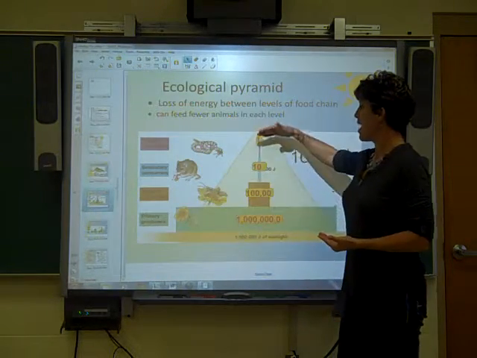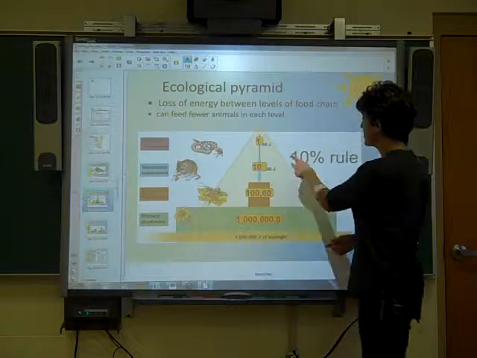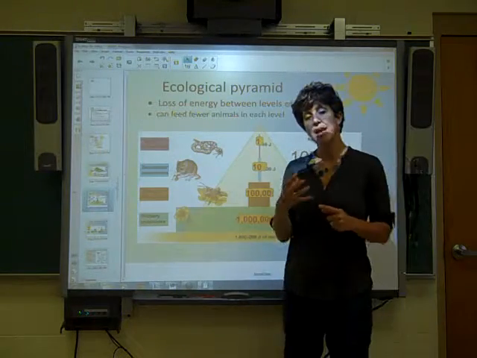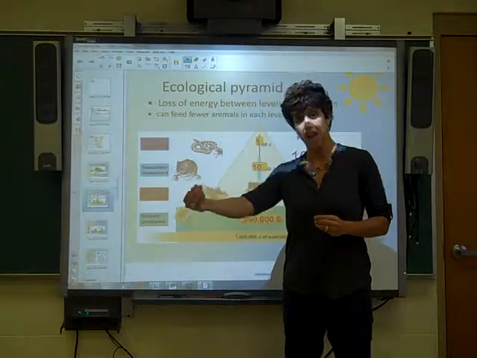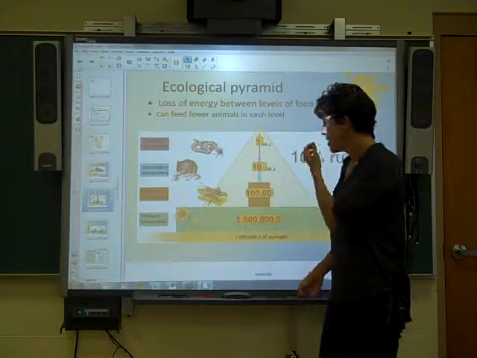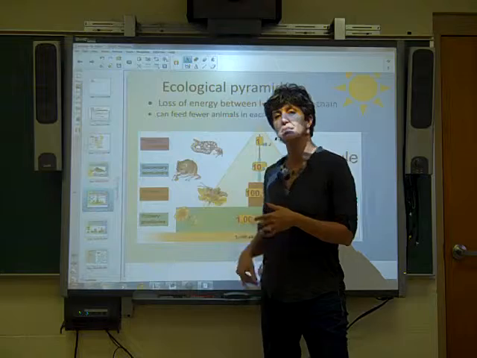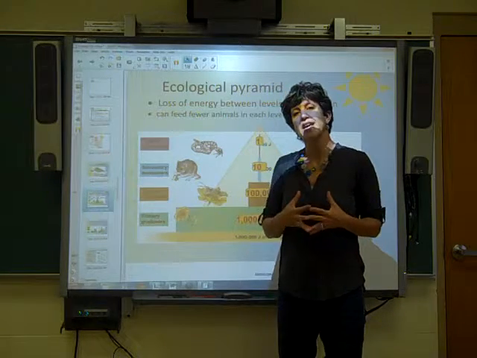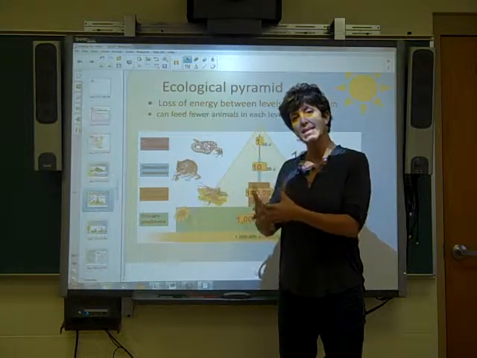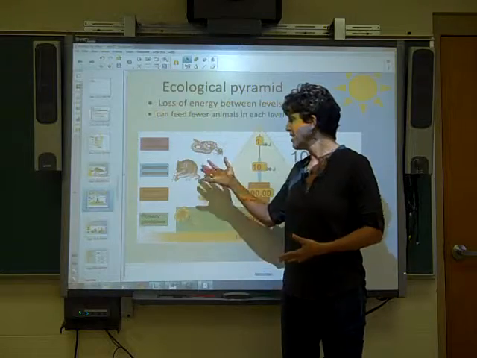And as you go up, there is a loss. We call this the 10% rule. Only 10% of the energy gets transferred on to the next organism. So if you think about it on a really basic level, if this snake eats this mouse, there's only 10% of the energy from the mouse that ends up being used by the snake. A lot of it is waste.